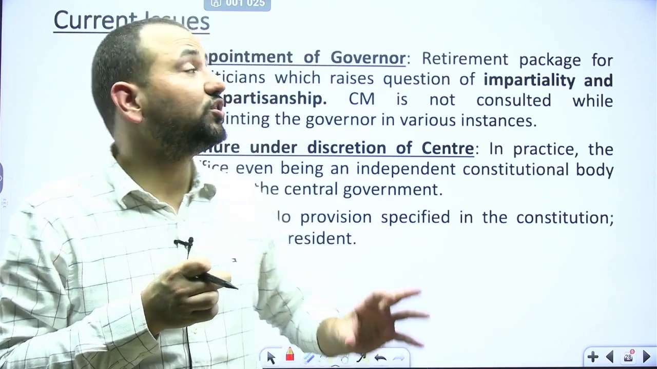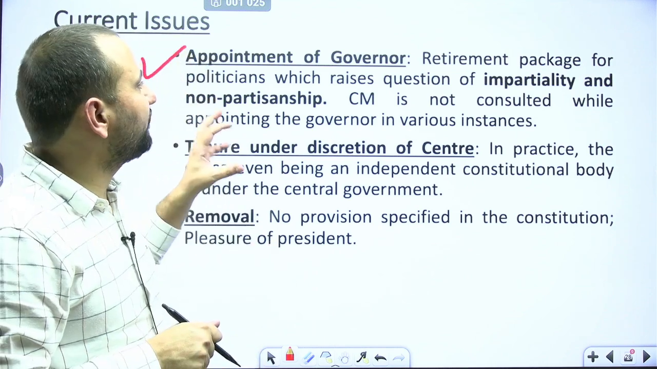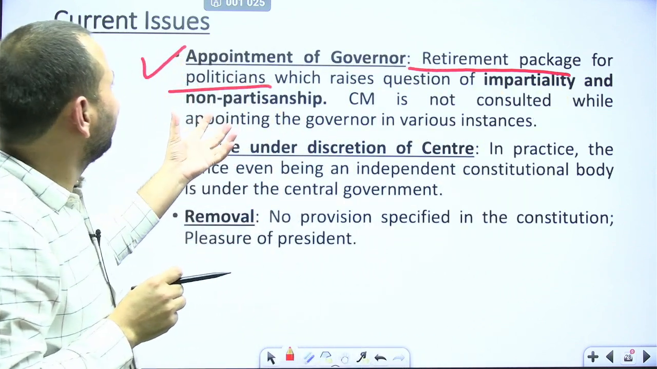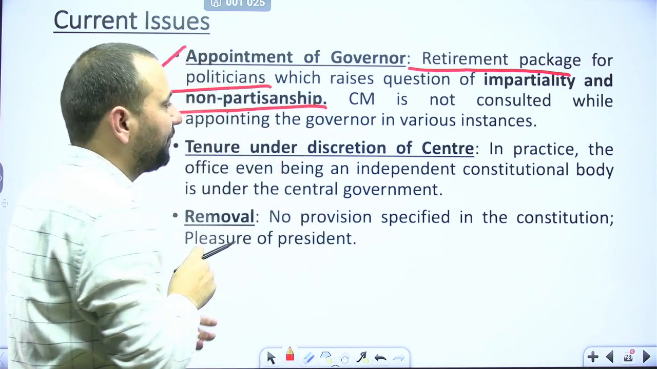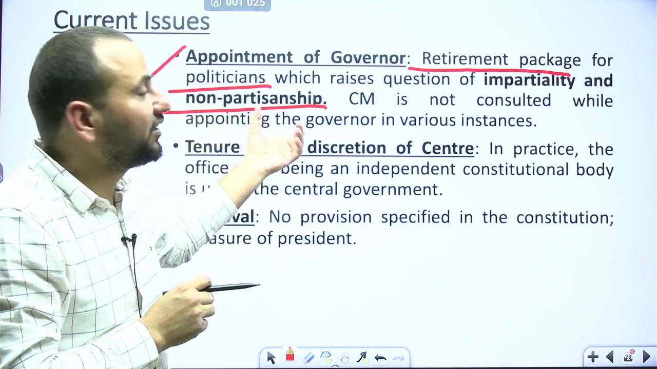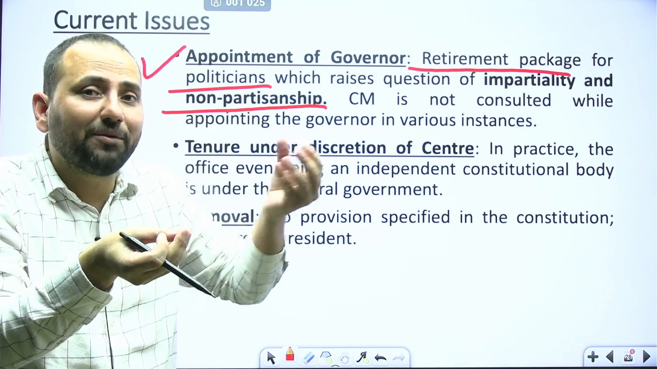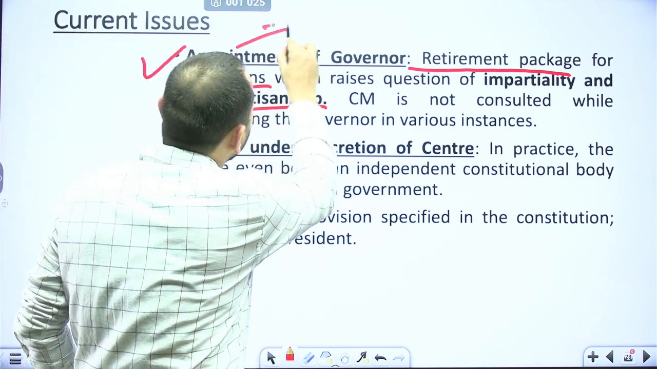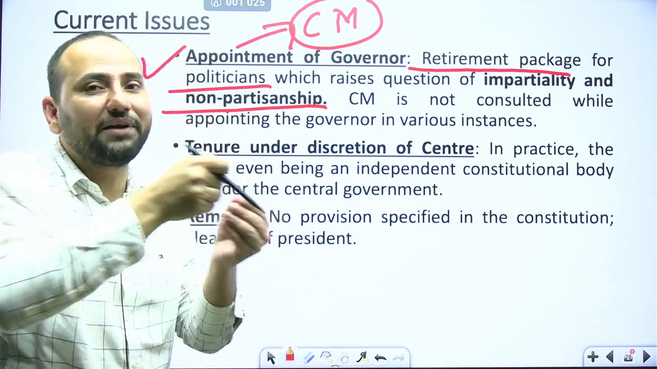If you talk about the current issues, the first issue is with reference to the appointment of governor. If you talk about the appointment of governors, you have to understand that this post of governor has mainly become a retirement package for politicians. When you see this, it automatically raises the issue of impartiality and non-partisanship, because we had been specifying through the debates of the Constituent Assembly that the office of governor should be non-partisan and impartial. But when politicians themselves are becoming governors, they obviously were from some political party, and it will automatically raise party interest. And that is why, if you see this appointment issue, there have been various instances where the CM is not consulted. Now, there is no constitutional obligation with reference to this, but we have come up with a healthy practice through which we have been seeing this system.